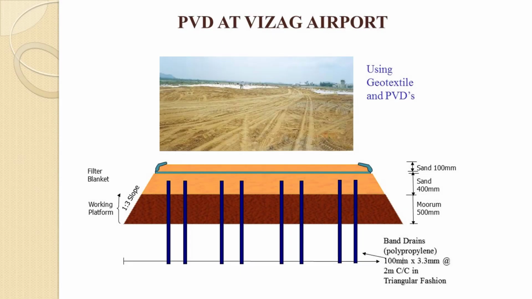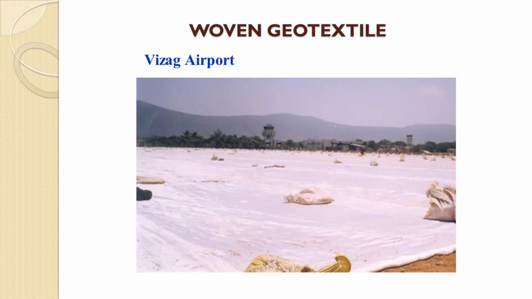So this is an example of a very large area, Vizag Airport, where the runway, taxiway, apron, everything was stabilized using PVDs and high strength woven textiles over it. Okay, in those days about 500,000 square meters of materials have been used. And this is a view.